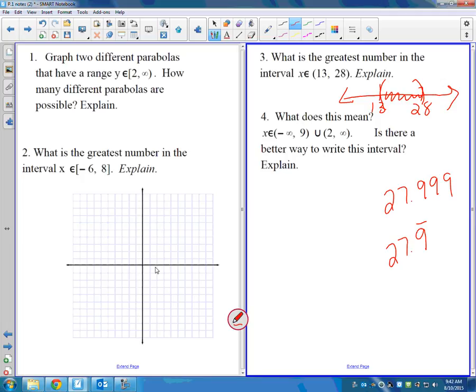So, let's talk about the line above it, right? The repeating bar line. Definitely it's a thing. 27.9 repeating, like the repeating bar line means that it repeats forever.